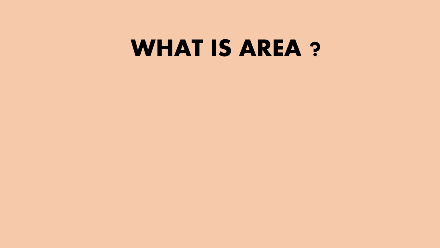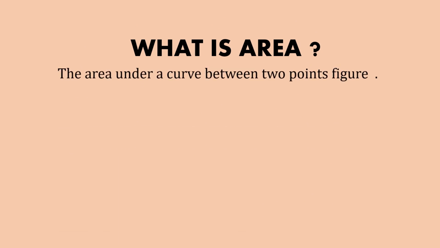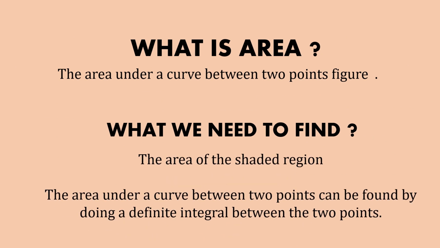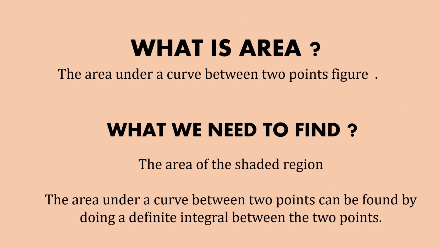What is area? The area under a curve between two points. So, what we need to find? The area of the shaded region. The area under a curve between two points can be found by doing a definite integral between the two points.